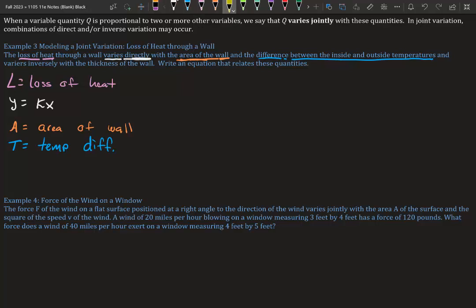And varies inversely. So varies inversely, that tells me somewhere I'm going to have division with the thickness of the wall. That's an important thing. So thickness, I did D because thickness is a distance. You can use any variable you want, but I use D. I can't use T because we already used it. You can use W for wall, but I use D because it's technically a distance.